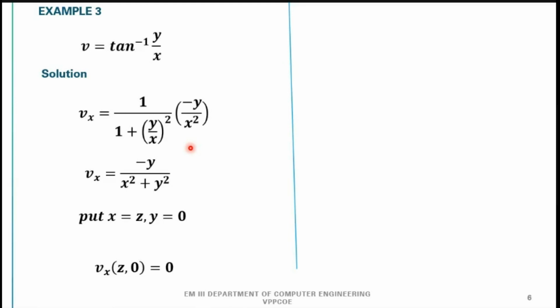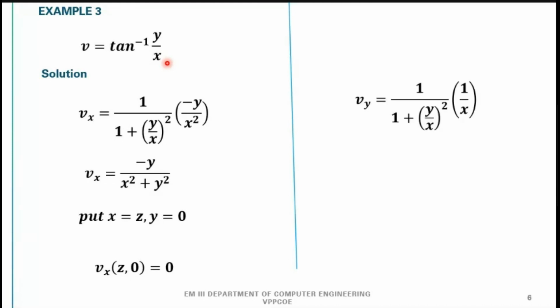Okay, let's see. Vy is 1 by z. Let's try that. So now differentiate v partially with respect to y. So when I differentiate partially with respect to y, ये term तो same रहेगा. So what is the derivative of y by x with respect to y? One by x, correct. That is 1 by x.